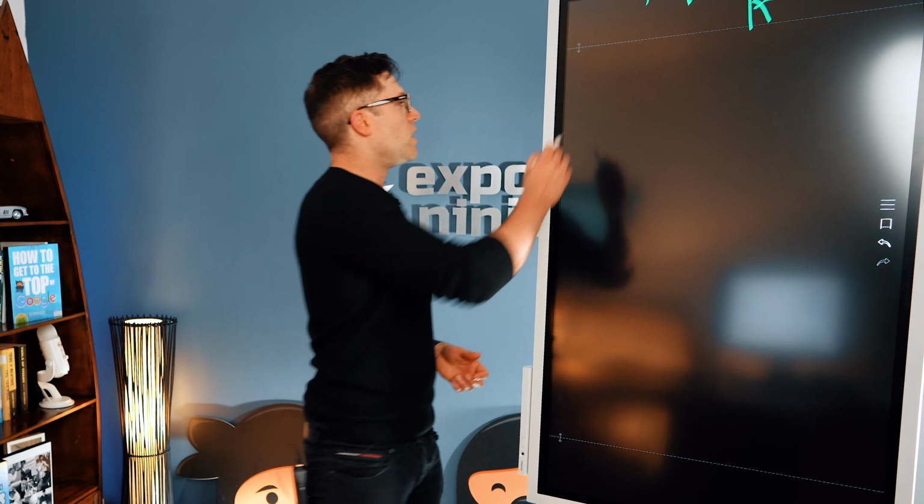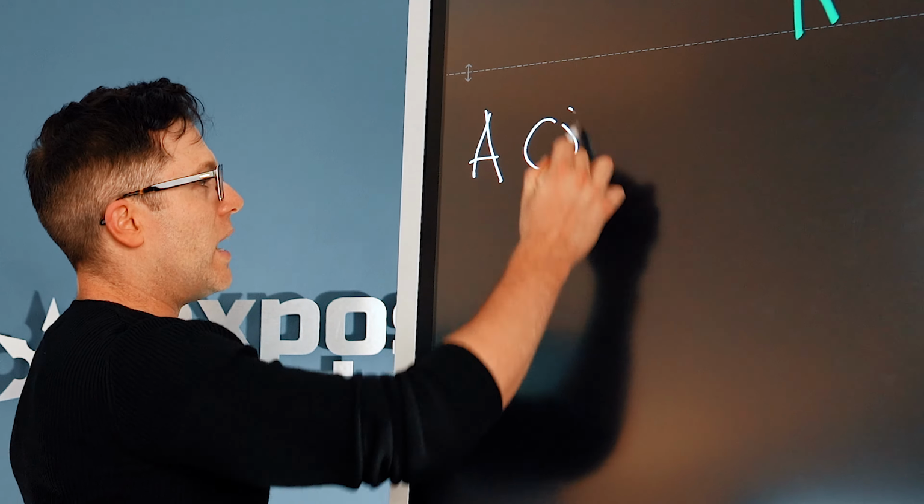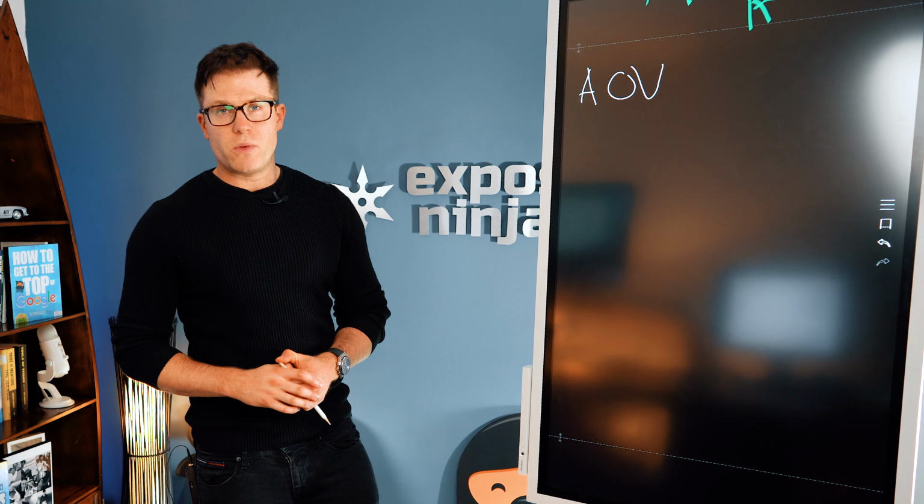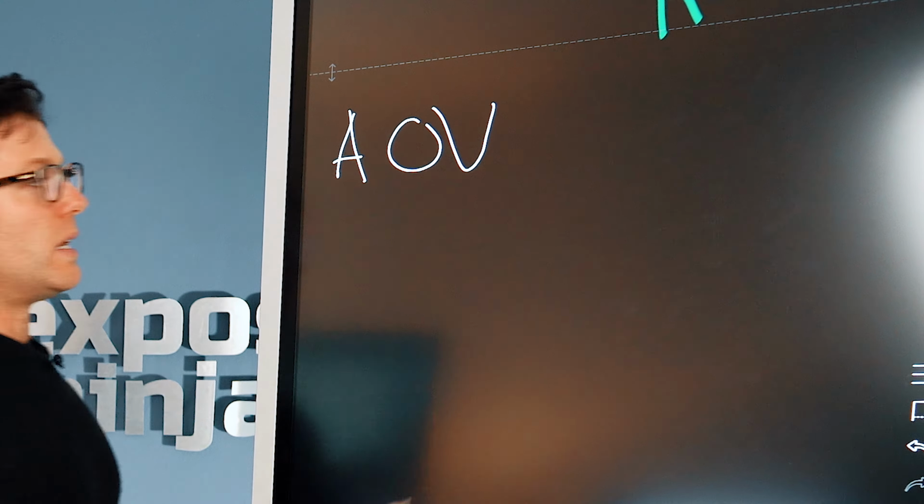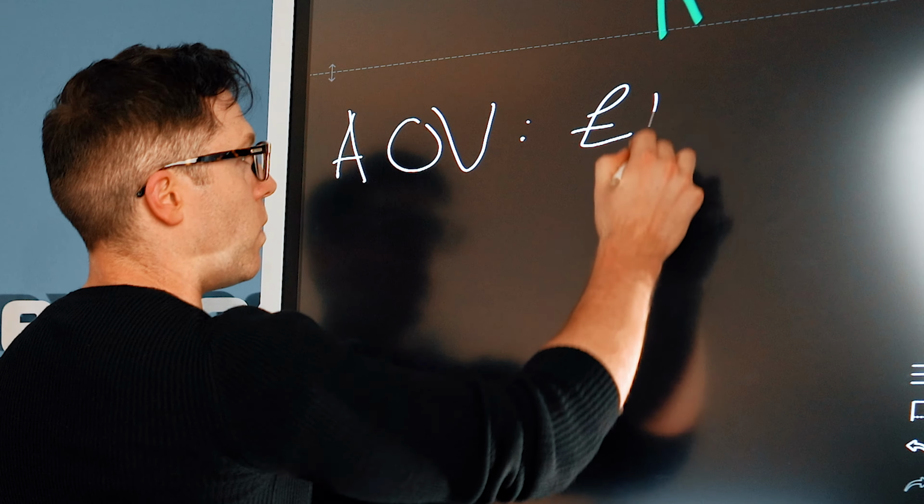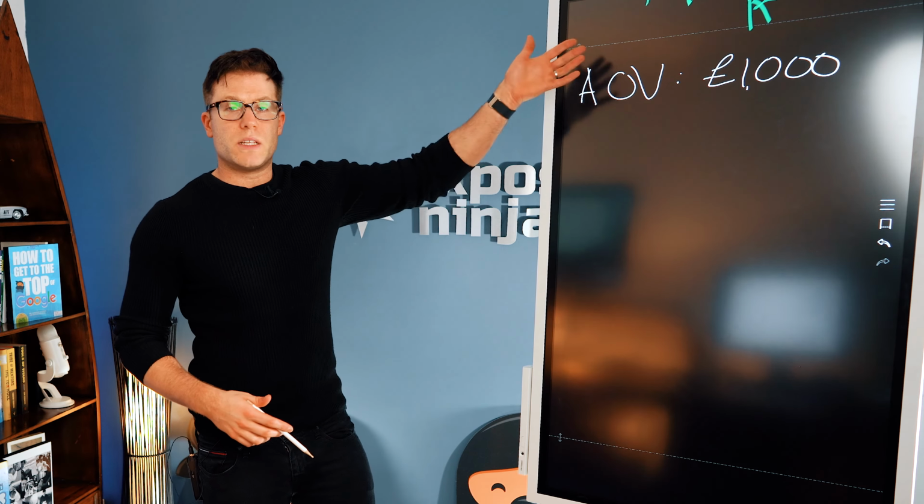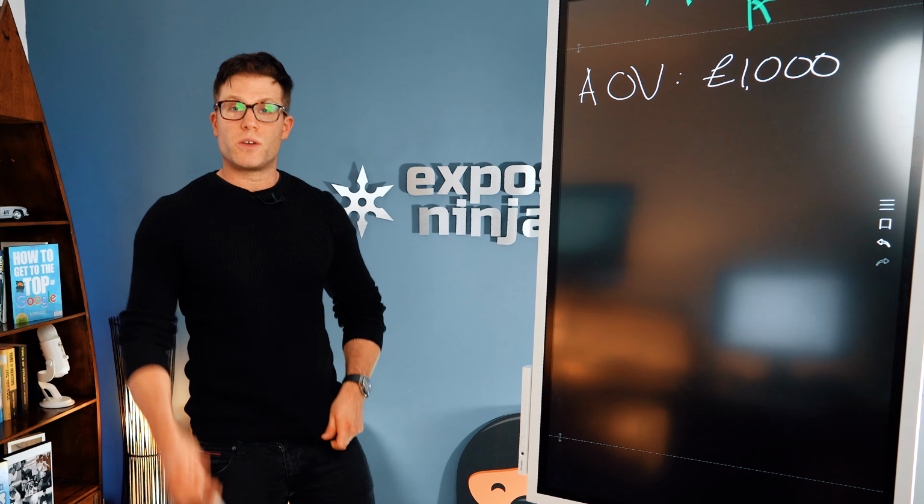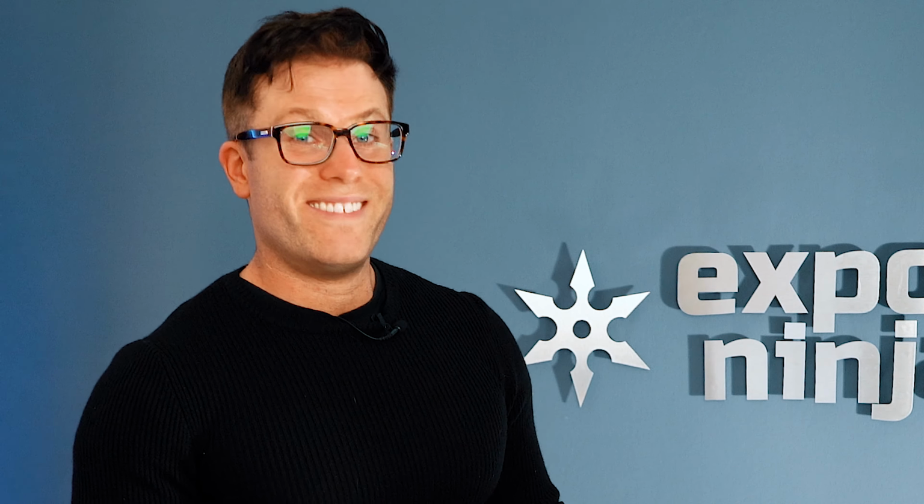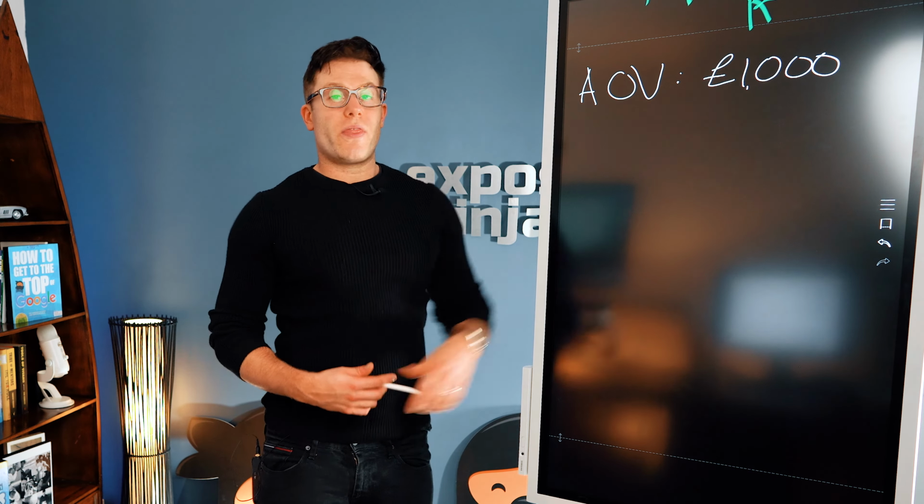The first thing that you need to know is your average order value. So how much on average do customers spend with you? Now we're going to go through an example, so I'm just going to pick a number for this. Let's say the average order value is £1,000, which means on average every customer that comes into this business, let's use Ninja Smiles, the cosmetic dentistry company, fictitious I might add for now, average order value is £1,000.